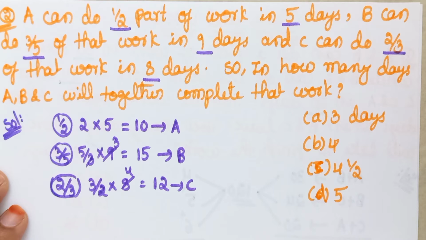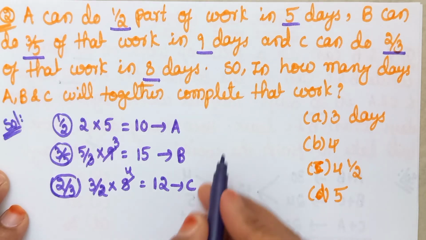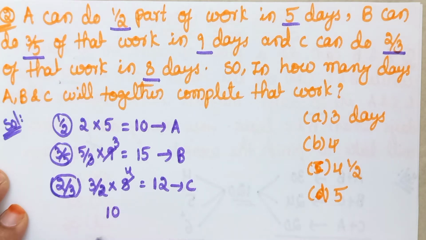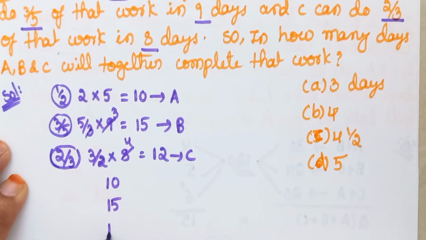First of all, we have to invert this and find the total number of days taken by A, B and C alone. Then we have to follow the LCM method as we all know. So, let us get started doing that method. First of all, 10, 15 and 12. Let us take out the LCM for 10, 15 and 12.